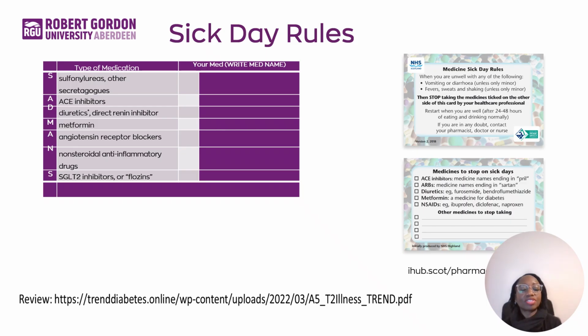So the sulfonylureas is the first S. Then we have the ACE inhibitors as the second, the A. The D is for diuretics and direct renin inhibitors. The M is for metformin. The A here is for the ARBs, so the angiotensin receptor blockers, the second A, and then the N is for non-steroidal anti-inflammatories. Then we have the S for the SGLT2 inhibitors, the flozins. So this is important. You can see here we have sulfonylureas, we have metformin, as well as the third S. They're all diabetic-related medications. So it's important that sick day rules are communicated to every patient who is on these medications.